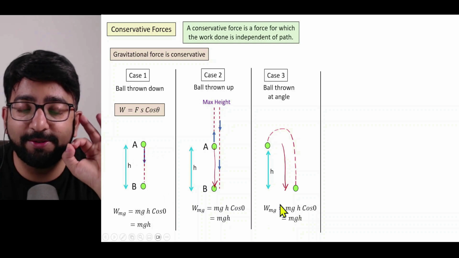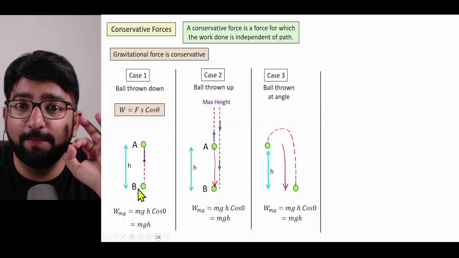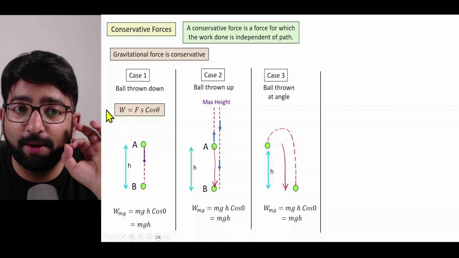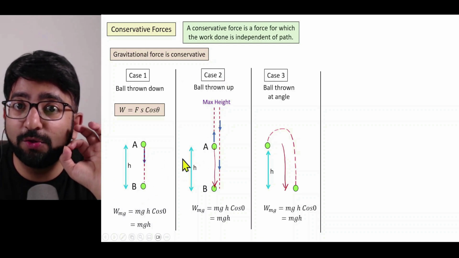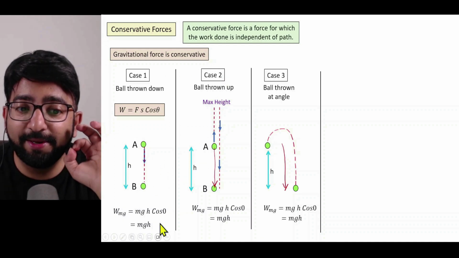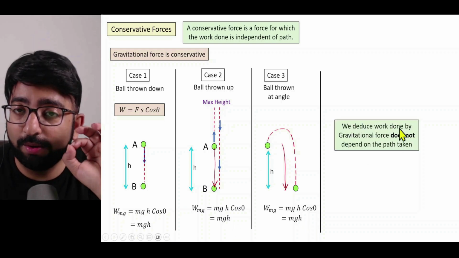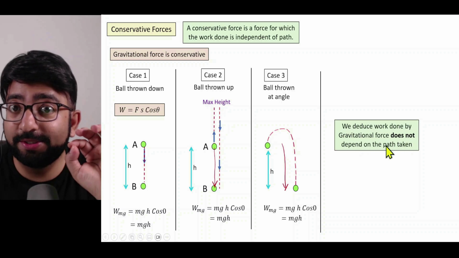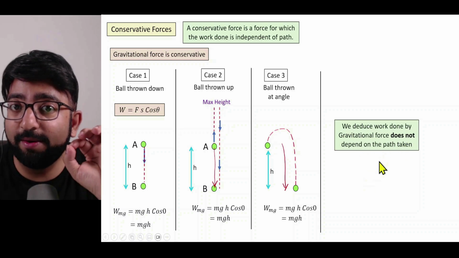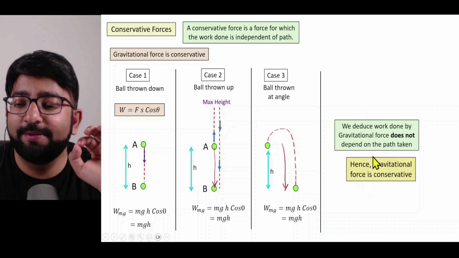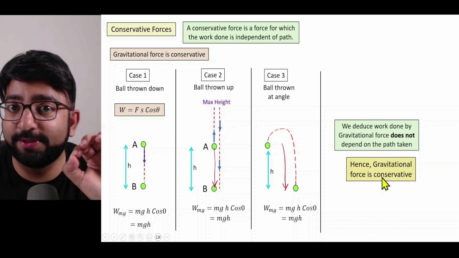So now you can analyze, as long as the initial and the final points are the same, work done by the gravitational force does not depend on the path taken. It is the same in all the three cases. Now we can deduce that work done by the gravitational force does not depend on the path taken, and by definition, the gravitational force is called conservative.